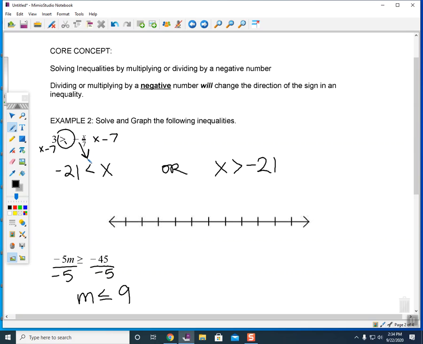So now when I'm graphing this, I know that x is greater than -21. So I'm going to do -21 here, -19, -17, and so on. I'm going to have an open dot on -21. My line is going to point to the right. X is greater than -21.